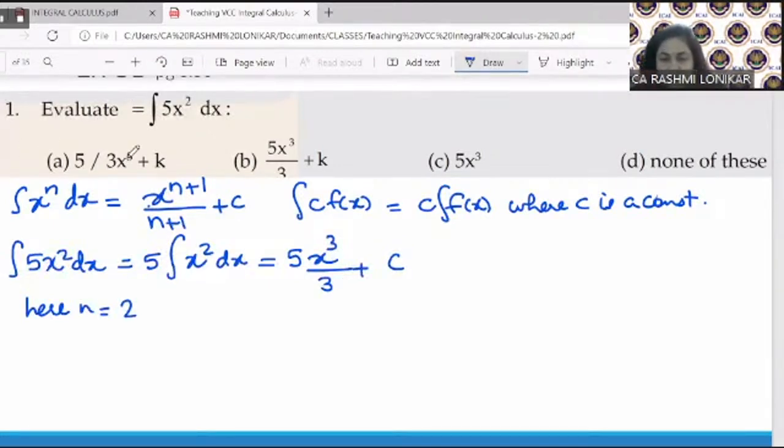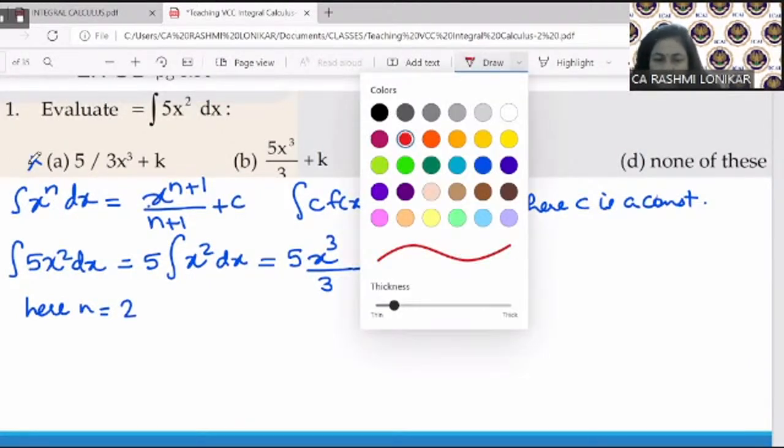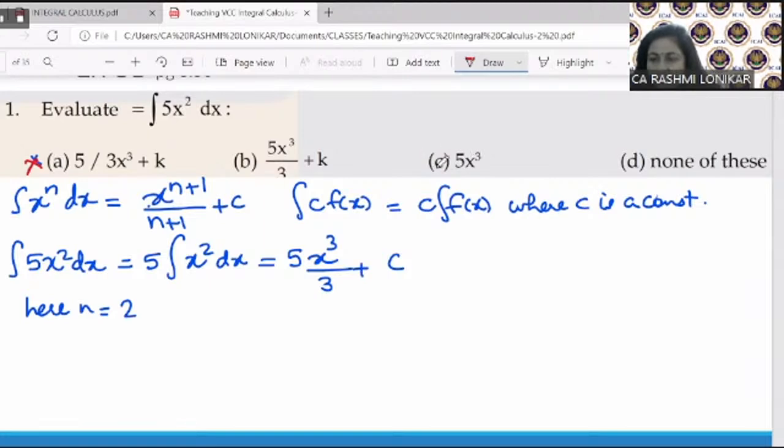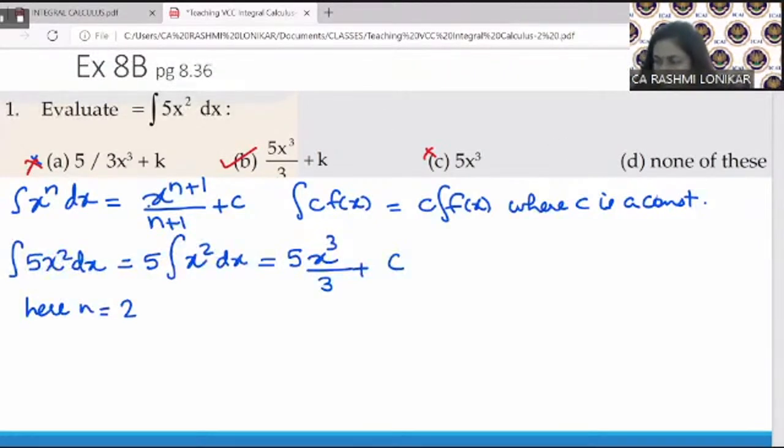See, now be careful. Here in place of constant c, they are using the letter k. It is one and the same thing. Now, you may get confused between a and b, but we have x cube in the numerator. So a is not the correct answer. C is not the correct answer. So we have 5x cube upon 3 plus k, which is same as this. So B is the correct answer. So don't be in a hurry.